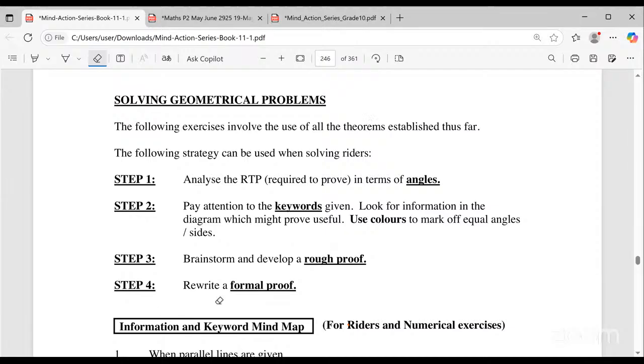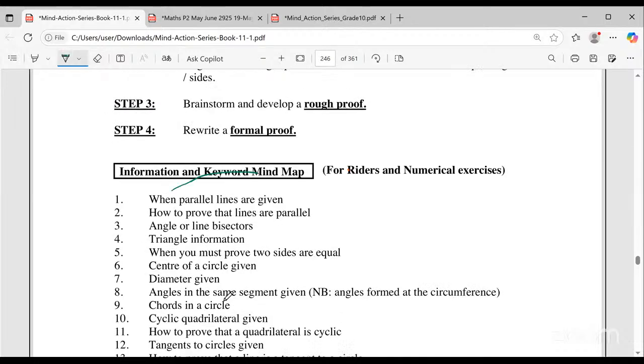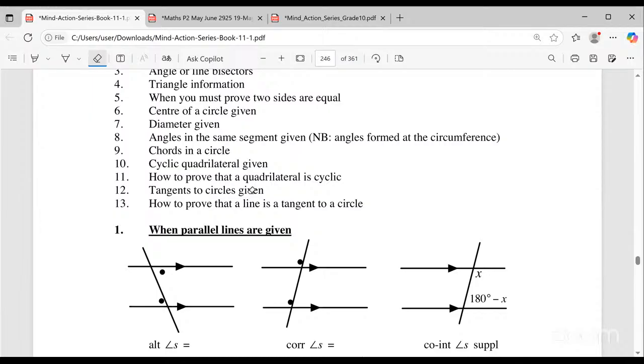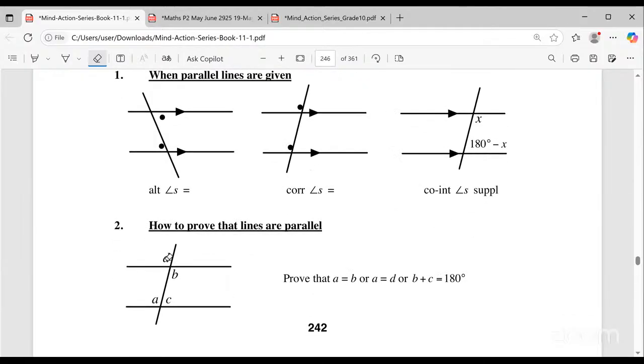Then information and the keywords mind map for the riders. Then when parallel lines, I think this is the summary of what I've just said. I'm not going to read this because it will be a waste of time repeating what I've just said. This is the reminder of the maths is fun thing. And then this is vertical opposite angles. These are adjacent angles on a straight line.